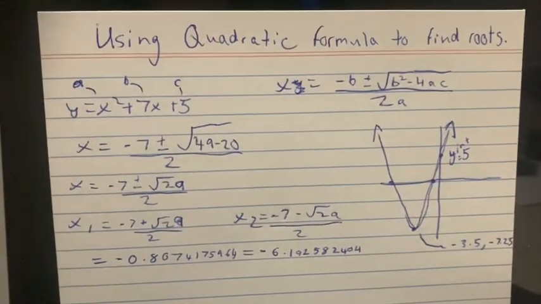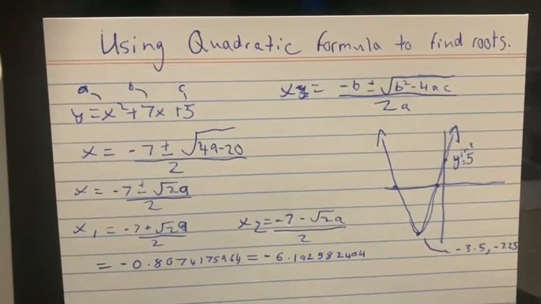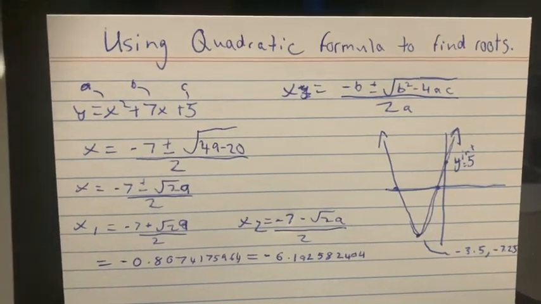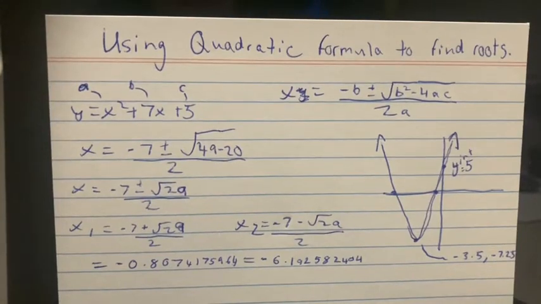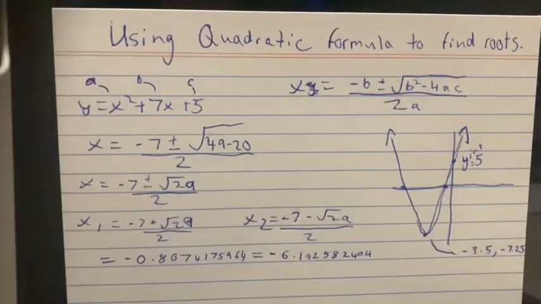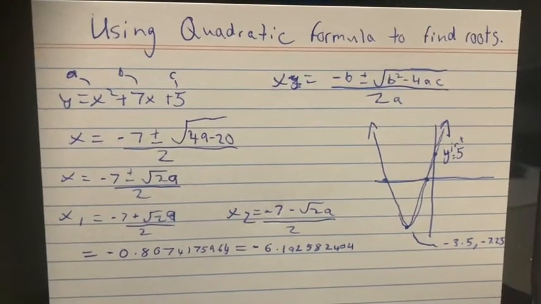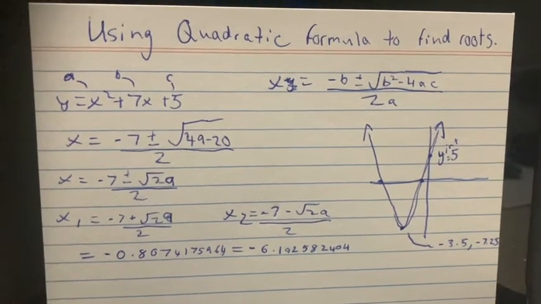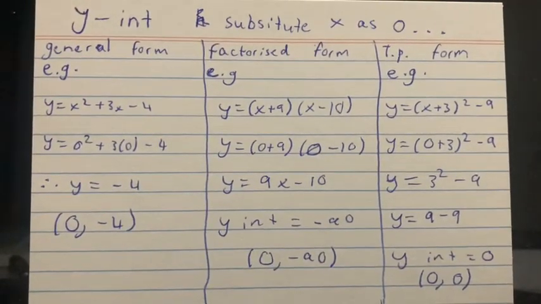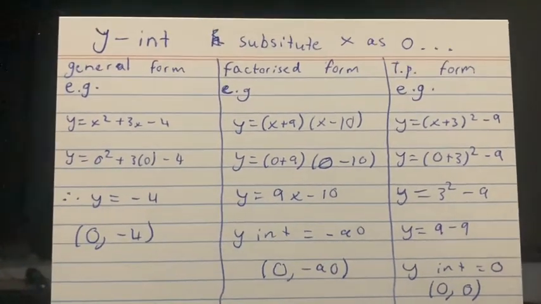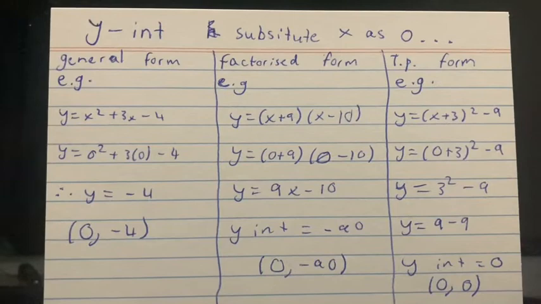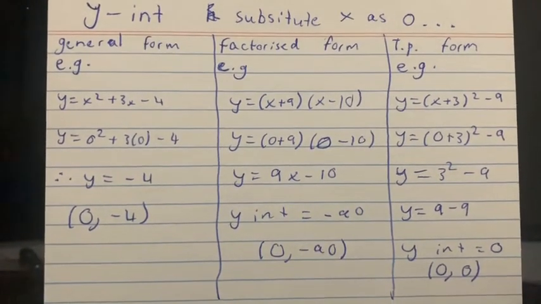Then you just simplify that down a bit more and you get x equals negative 7 plus or minus root 29 all over 2. Then you just solve that and you get x1 as negative 7 plus root 29 all over 2 and x2 as negative 7 take root 29 all over 2. And yes, those are the roots of the equation y equals x squared plus 7x plus 5.